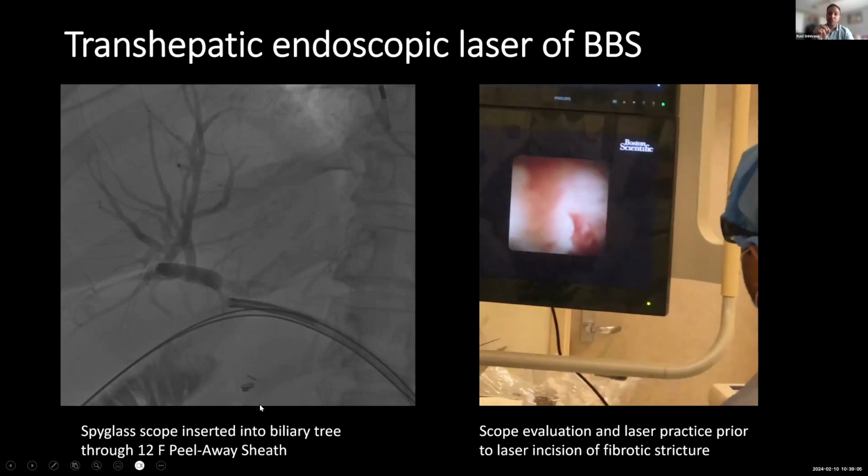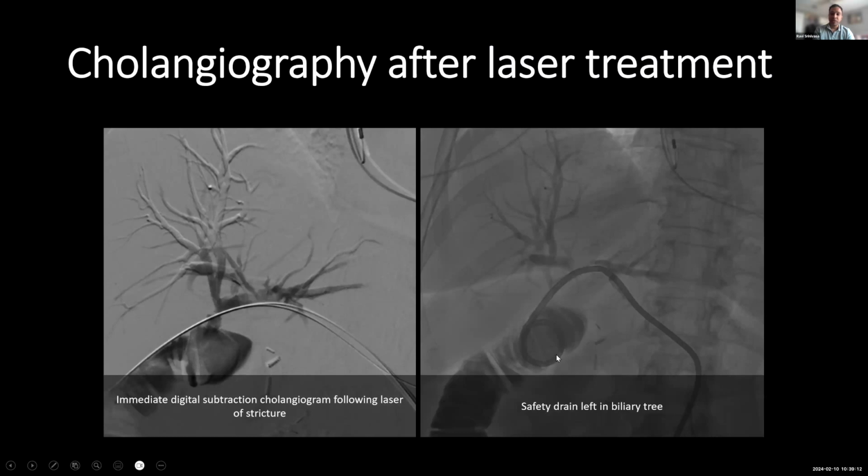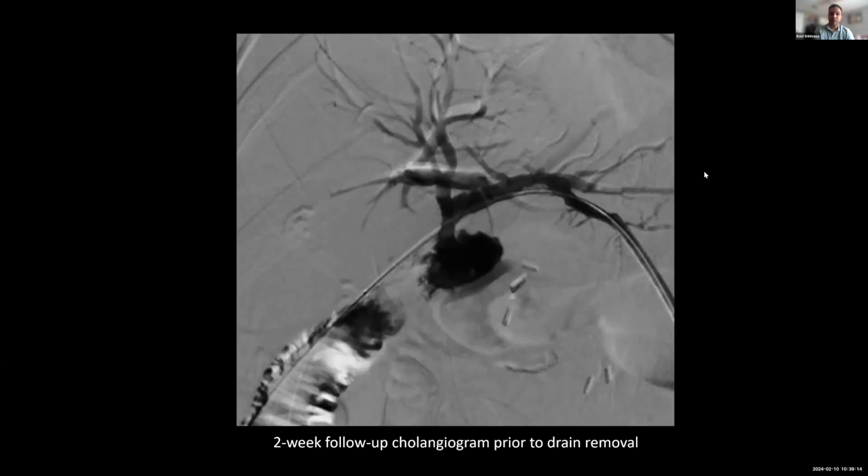Right at the level of that stricture, you can make a single radial cut and then treat the stricture that way. And then after ballooning it, it looks really nice on follow-up, and here you can see the follow-up imaging showing that stricture is nice and open, and the patient has been drain-free since then.